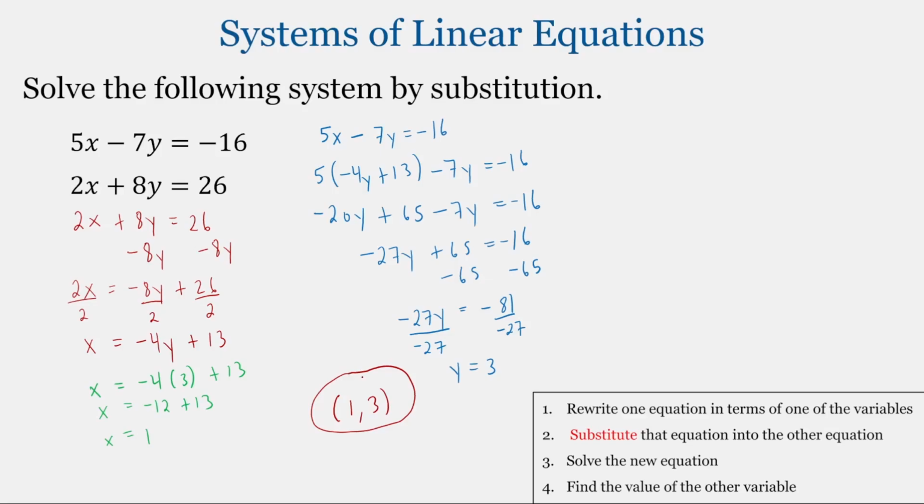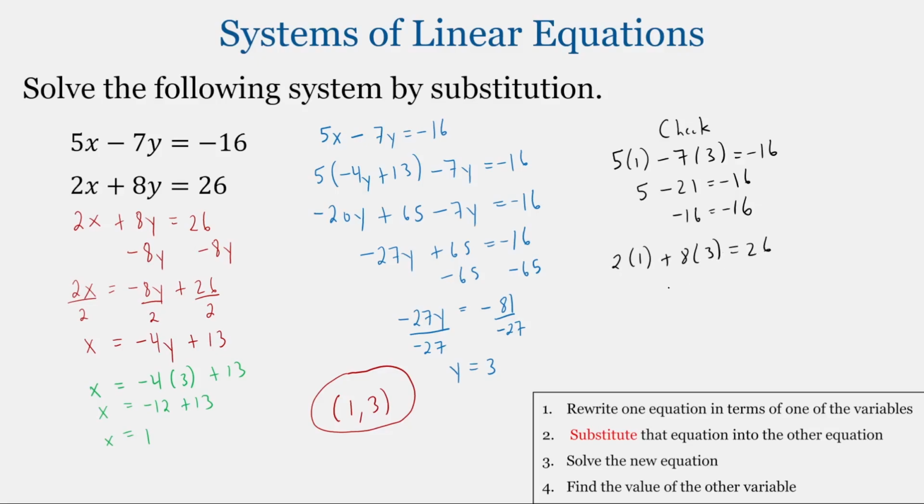Let's check our answer. So this is 5 times 1 minus 7 times 3 equal to negative 16. We have 5 minus 21 equal to negative 16. Negative 16 equal to negative 16. So that is a solution to the first equation. For the second equation, we have 2 times 1 plus 8 times 3 equal to 26. 2 plus 24 equal to 26. We have 26 equal to 26. That is also a true statement.